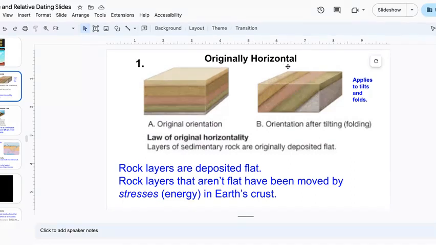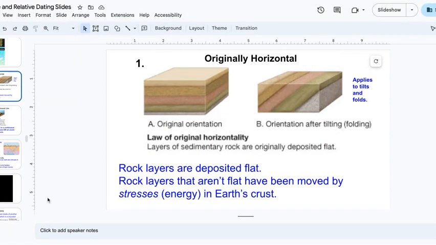You know that rock layers are going to lay down horizontally. Okay, originally, OG layer, it's going to go down flat like this. So even if in the far future, right now, we see things tilted, folded, or off kilter, we know that this tilting is a secondary action to the original deposition or depositing of sediment flat.